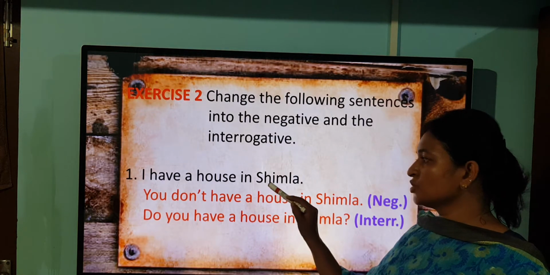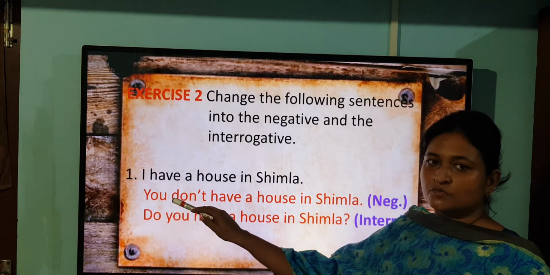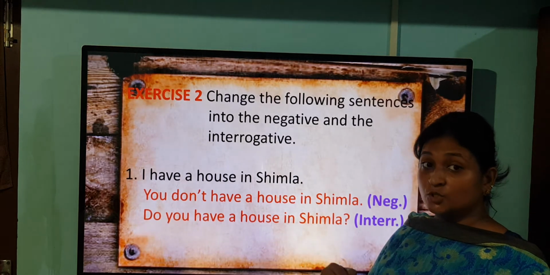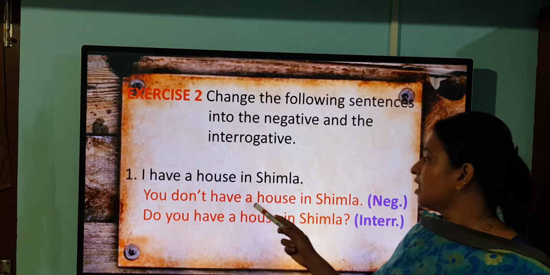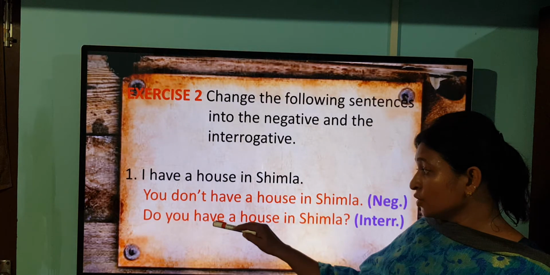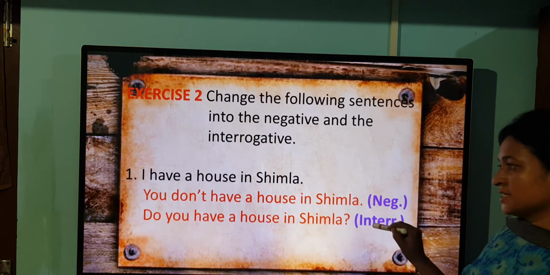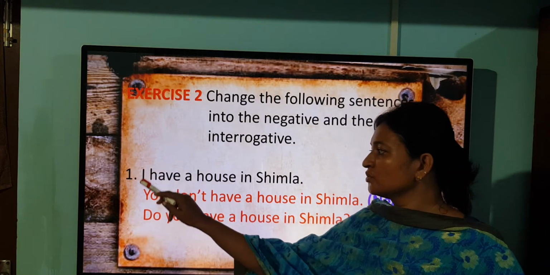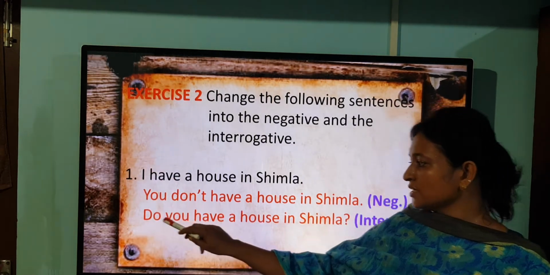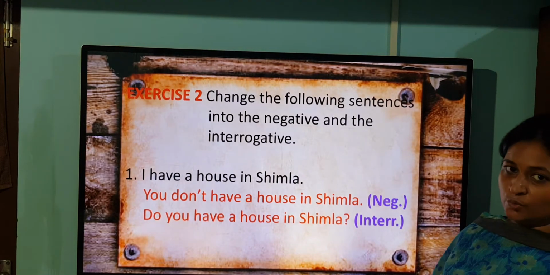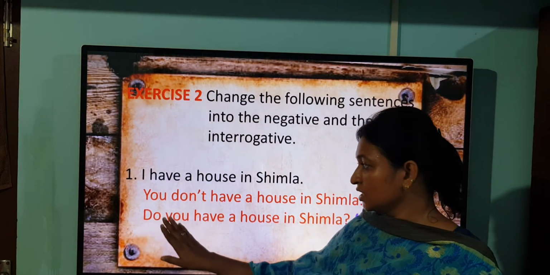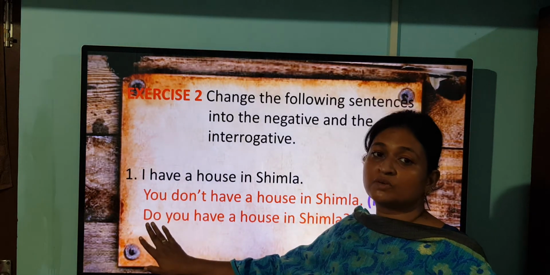I have a house in Shimla. So how to frame a sentence? I cannot write "I don't have a house." So it's better you write "You don't have a house in Shimla." Do you have a house in Shimla? That is interrogative. Otherwise we don't have to change the subject. Here I made it you, otherwise no need to change the subject. Here because I is there, we will write here you.